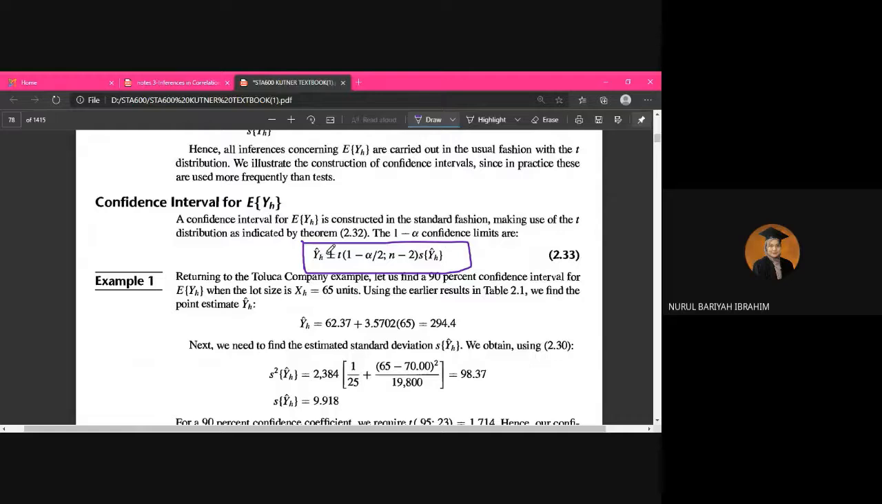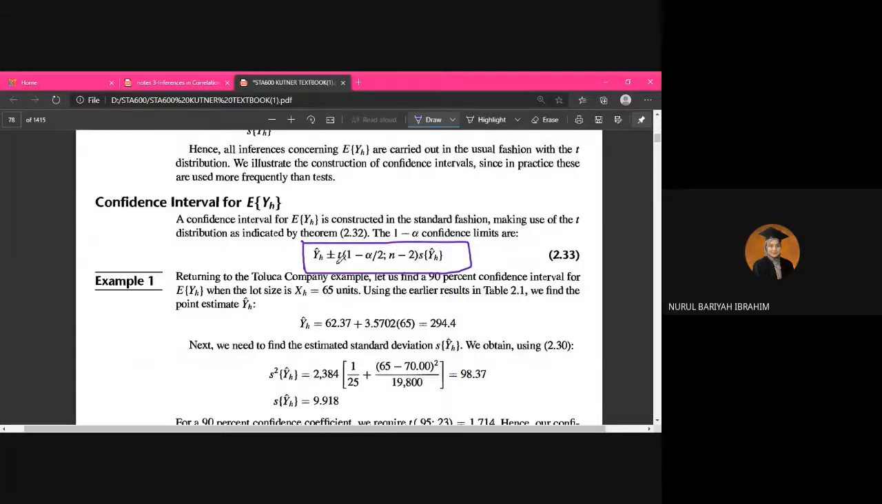X hash adalah any value ataupun any level of x. Tergantikan, we replace x hash in the regression equation, which is x. Okay, plus minus t table 1 minus alpha over 2 and n minus 2 dia punya degree of freedom.